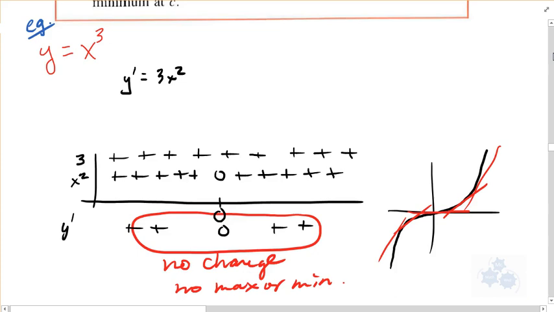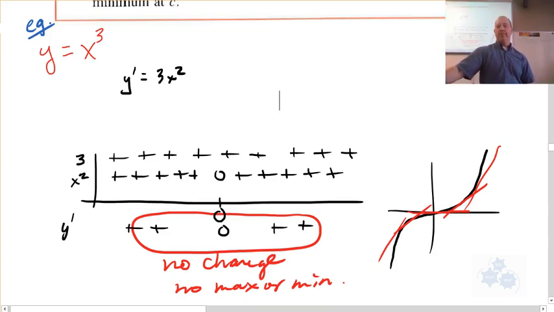Okay, so this is a pretty straightforward one. Take the derivative, do sign analysis. You'll notice that there is no change. There is a 0, but there's no change. It's positive beforehand, it's positive afterwards. And so y equals x cubed, you know what that looks like. And that's a case where there technically is a derivative equals 0 at 0. But because the sign doesn't change, there's no local max or min.